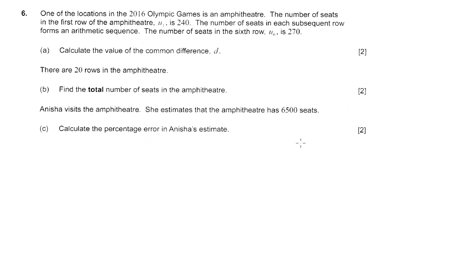One of the locations in the 2016 Olympic Games is an amphitheater. The number of seats in the first row of the amphitheater, U1, is 240. The number of seats in each subsequent row forms an arithmetic sequence. The number of seats in the 6th row, U6, is 270.